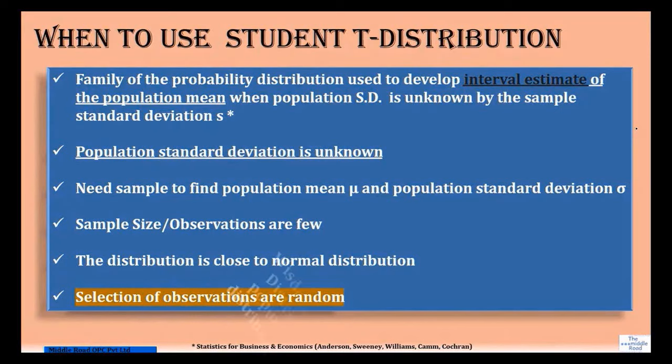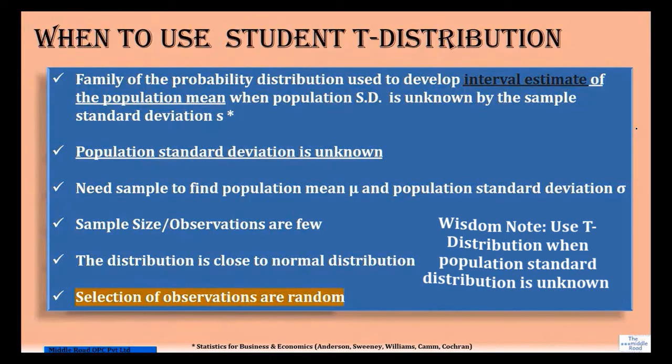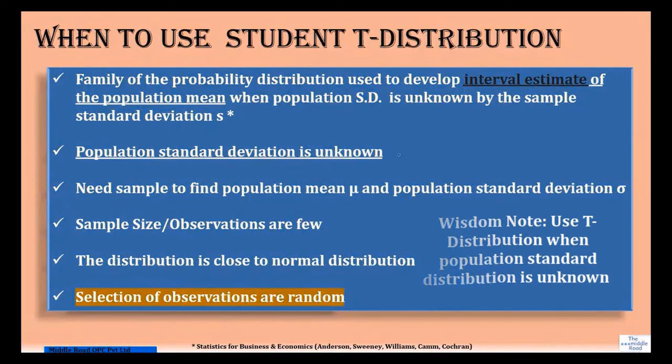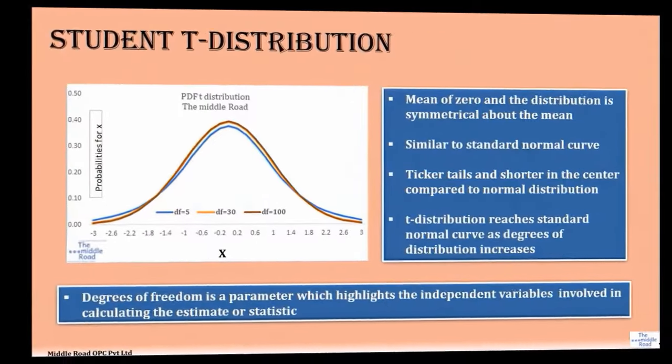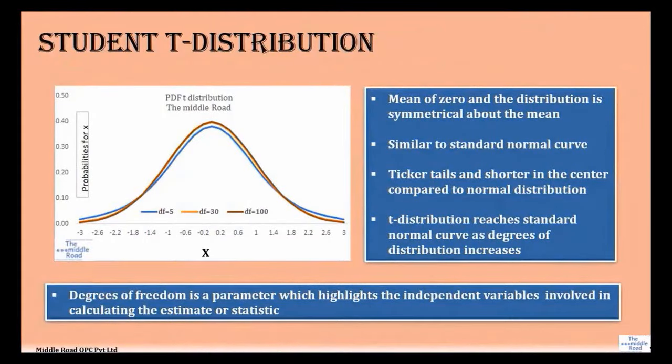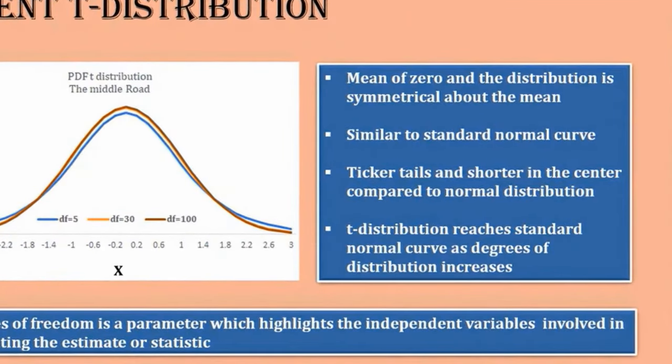One of the main criteria you'll always have to remember is that when the population standard deviation is not known, we use T-distribution. Whenever you're talking about T-distribution, the sample size is small, which I talked about. We talk about degrees of freedom. T-distribution is very similar to normal distribution. The mean is 0 and it is symmetrical about the mean, which we talked about. Its tails are longer and thicker. So that's the difference, and the center part is much shorter as compared to normal distribution.